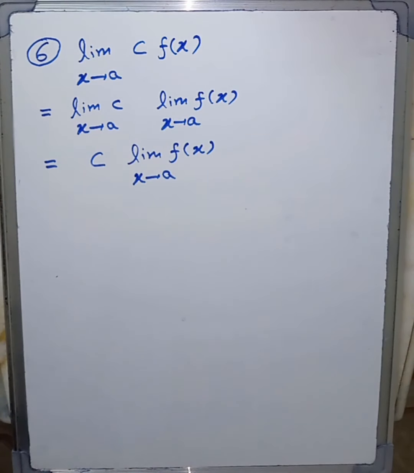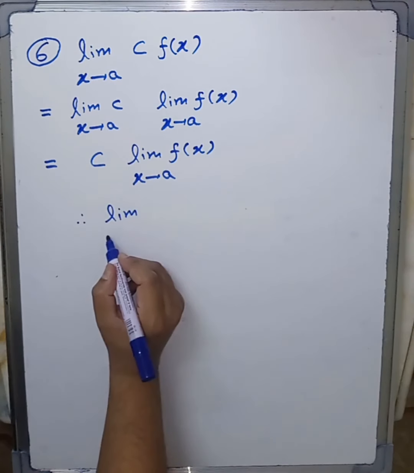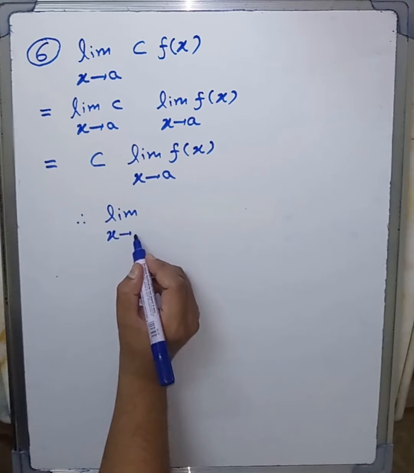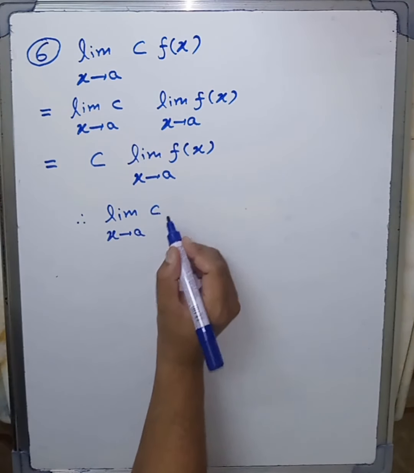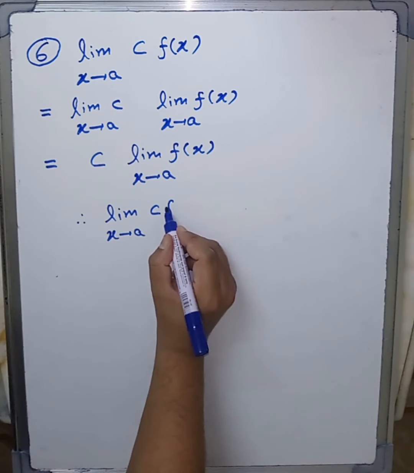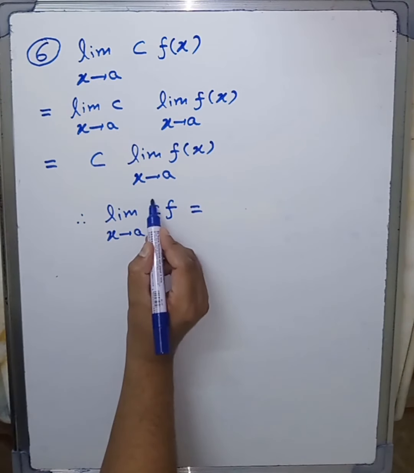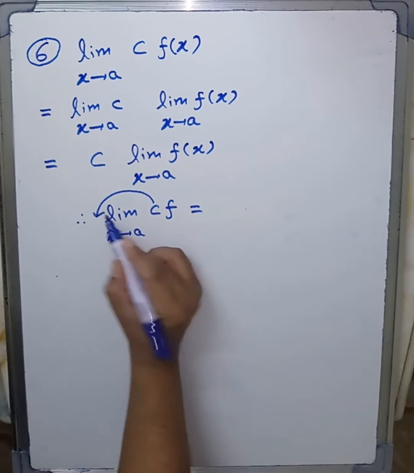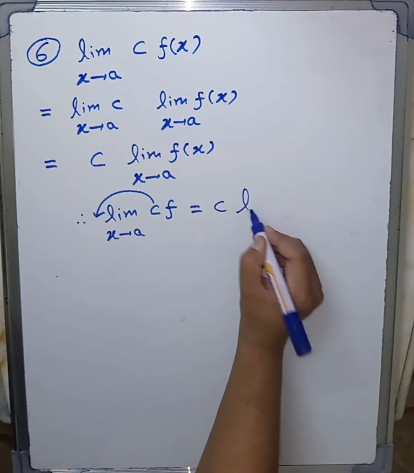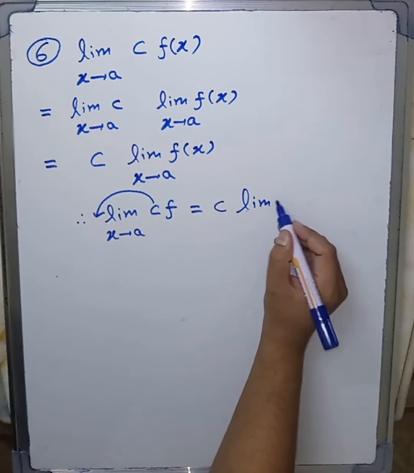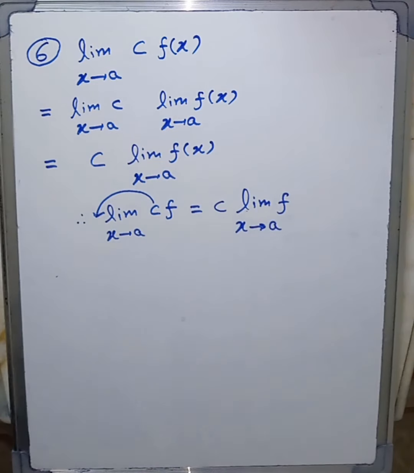So in short, we can write it as limit x tending to a of a constant c multiplied by a function f. So what happens? This constant c will jump outside the limit. So this will give us c outside, multiplied by limit of the function f as x tending to a.